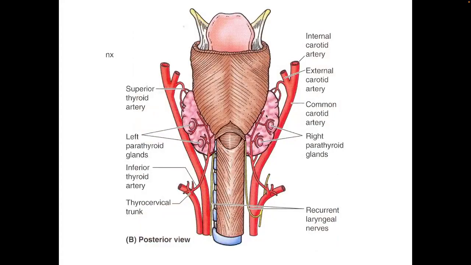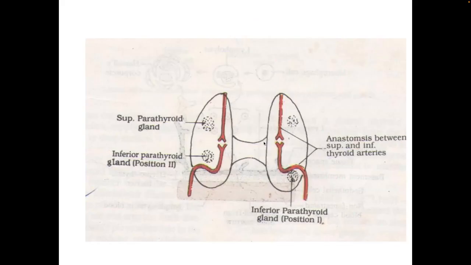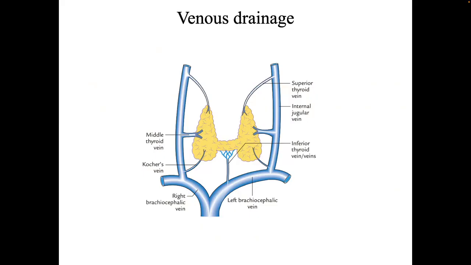This is to show you the posterior border and how the parathyroid glands lie at the posterior border. So the parathyroid glands are supplied by the inferior thyroid artery. Schematically represented. Venous drainage. We know there is a thyroid plexus of veins which lies deep to the true capsule. So venous drainage is usually by the superior thyroid vein, the middle thyroid vein, and the inferior thyroid vein, going into the internal jugular and the brachiocephalic veins.